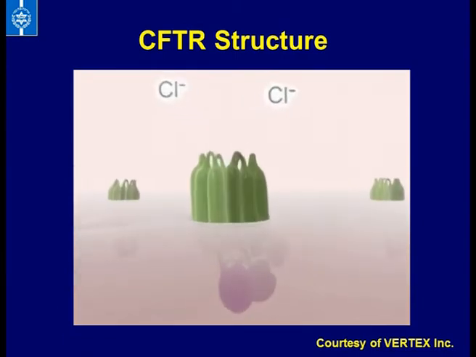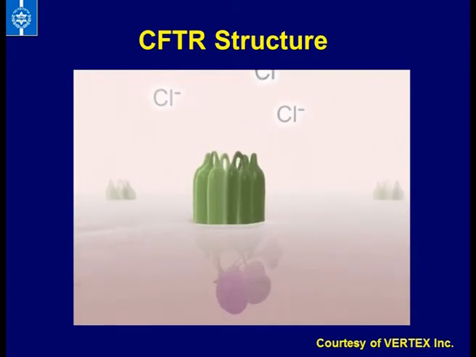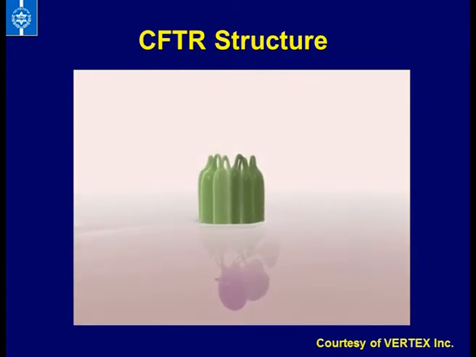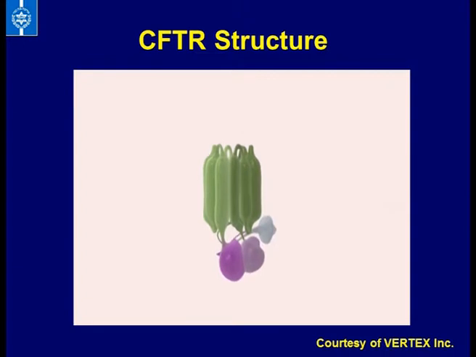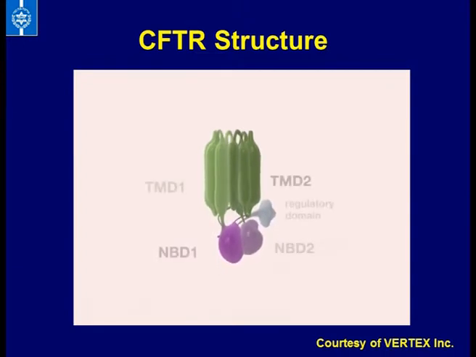CFTR is a complex glycoprotein composed of 1,480 amino acids. CFTR has a regulatory domain that contains phosphorylation sites and connects the protein's two halves. The CFTR protein has two nucleotide binding domains, NBD1 and NBD2, and two transmembrane domains, TMD1 and TMD2.